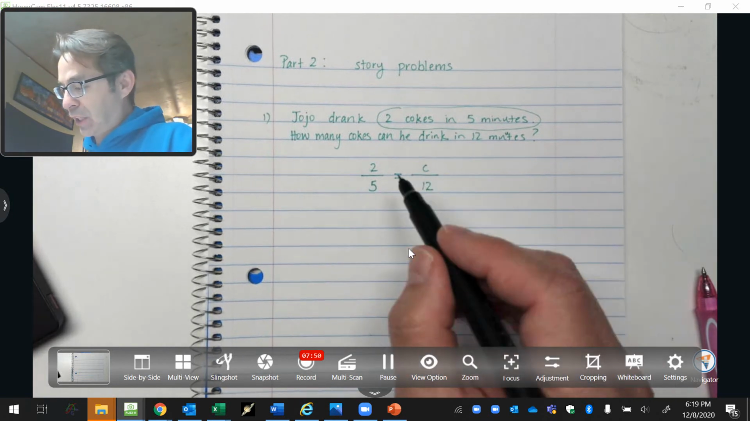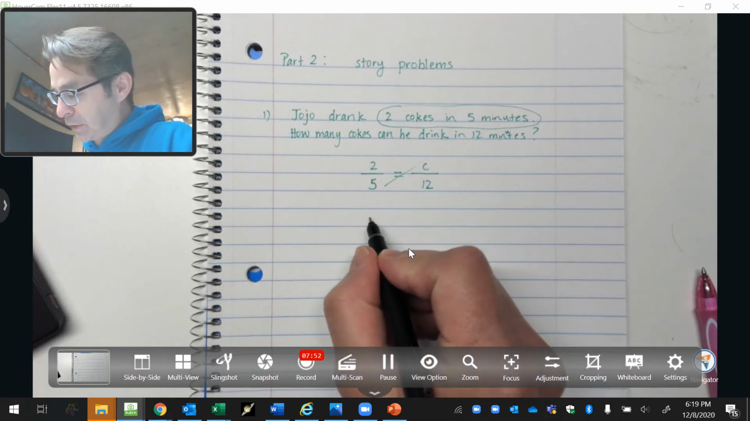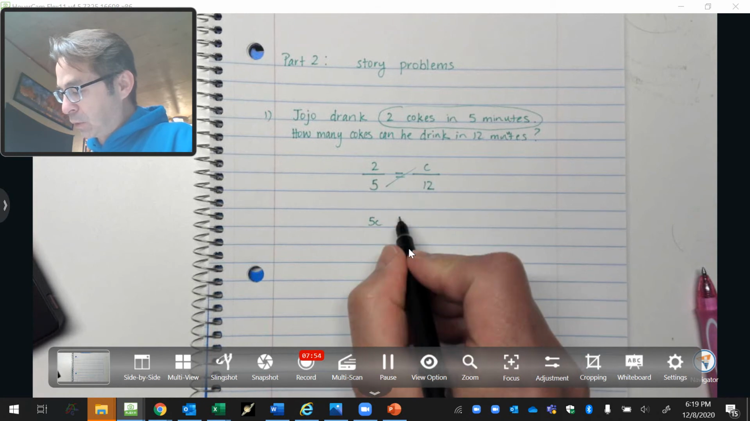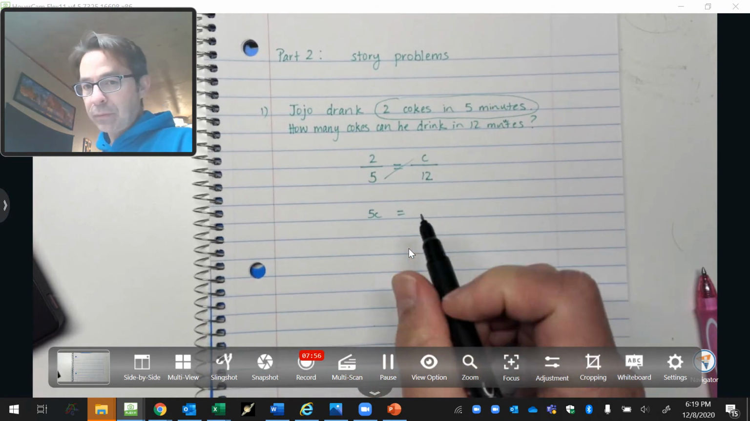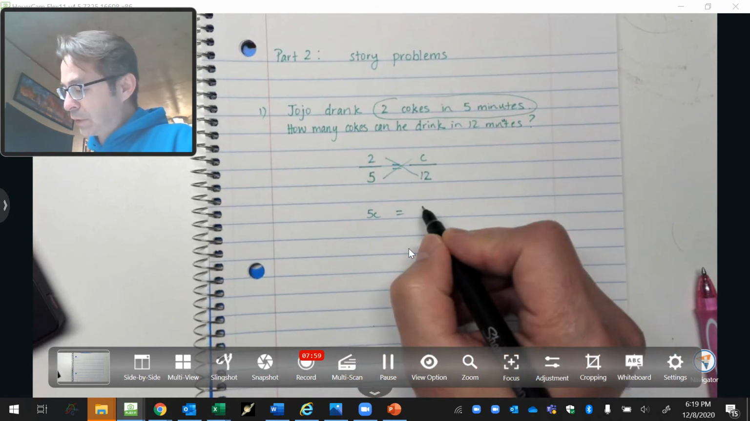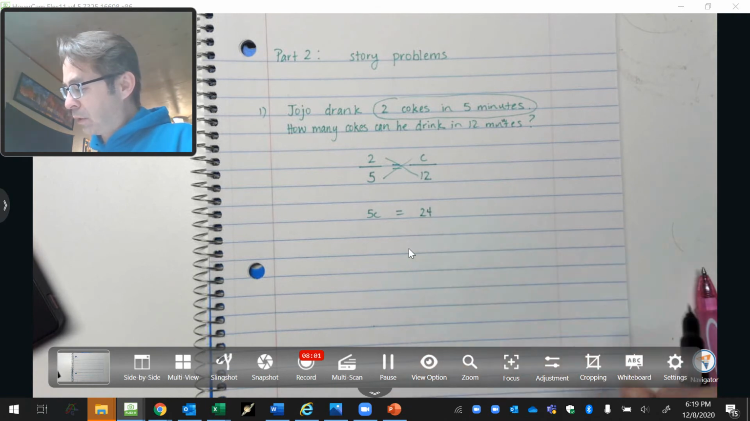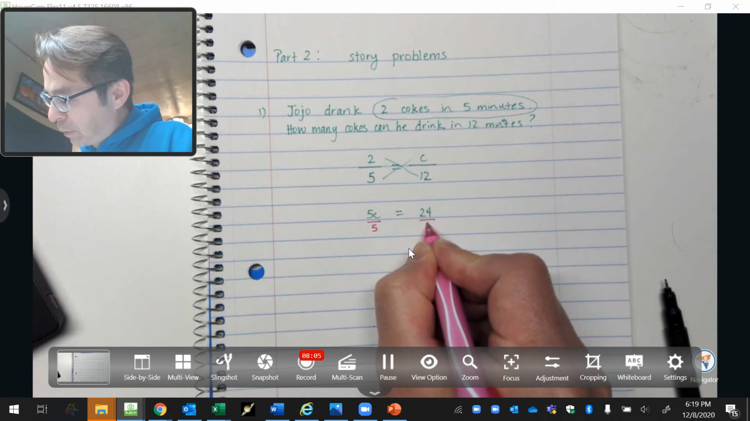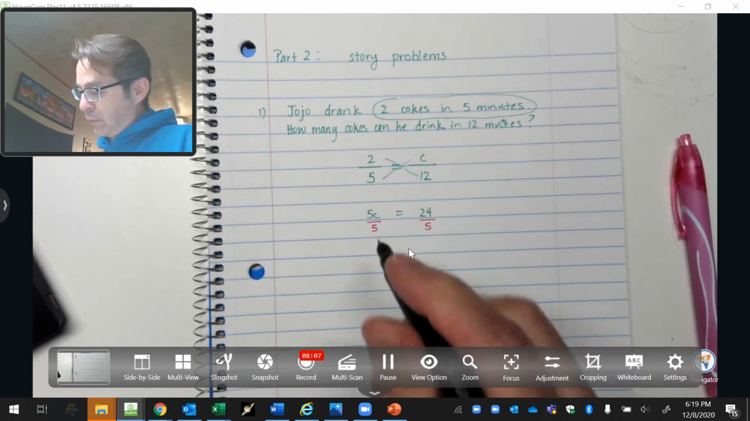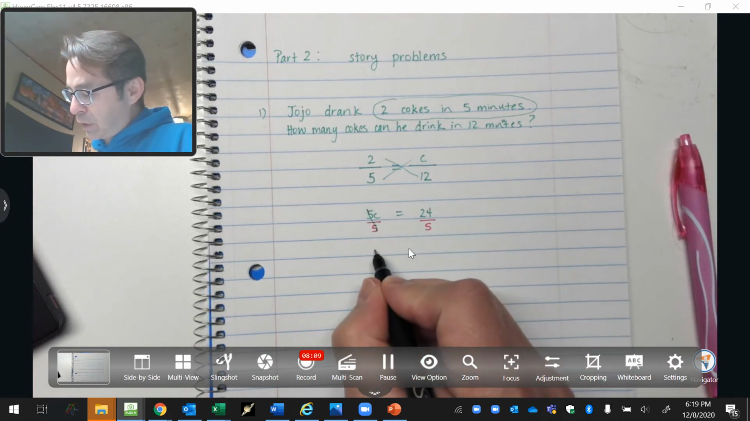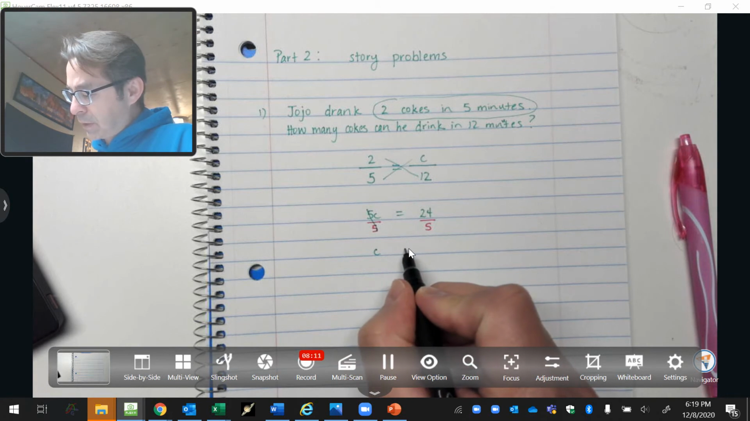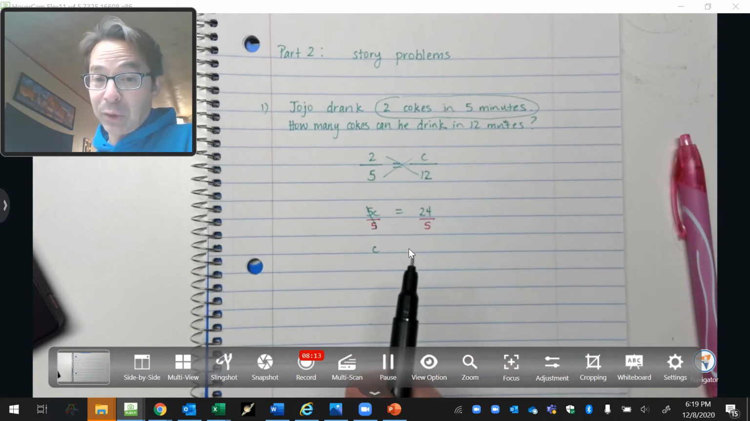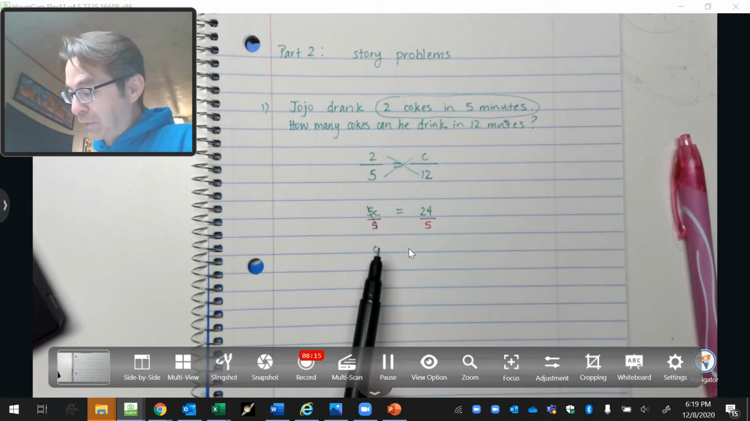Then you solve it just like normal. 5 times C is 5C. Equal sign goes straight down. 2 times 12 is 24. And then you divide both sides by 5. 5C divided by 5 is 1C.